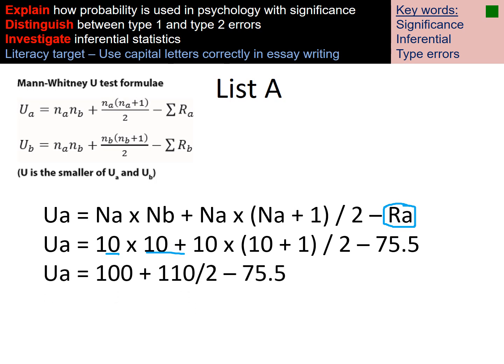So let's actually work this out a little bit here. So 10 times 10 is obviously 100. 10 times what would be 11, because remember we do the brackets first in maths, so we would do 10 plus 1, which is 11. So 10 times 11 is 110. So I've got 100 plus 110. And then I work that out first and then divide it by 2. And then the last thing I'm going to do is take away my sum of the ranks. So if I do 100 plus 110, I've obviously got 210. If I divide that by 2 and then take away my 75.5, I will get 79.5 as my final U value. Now don't forget though, that's just for condition A.